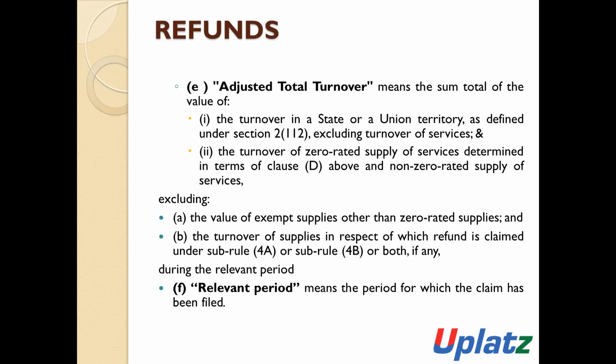Adjusted total turnover means, what is the meaning of adjusted total turnover? The sum total of the value. Adjusted total turnover means the sum of, number one, the turnover in the state or in the union territory as defined under section 2 subsection 112, excluding turnover of supply.